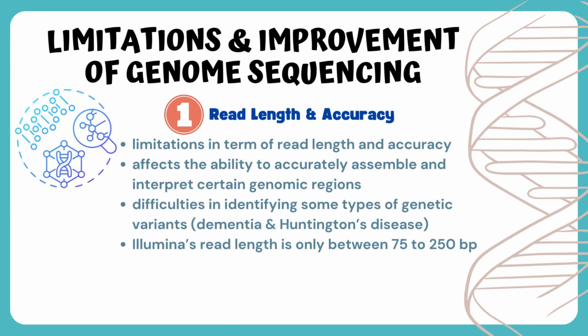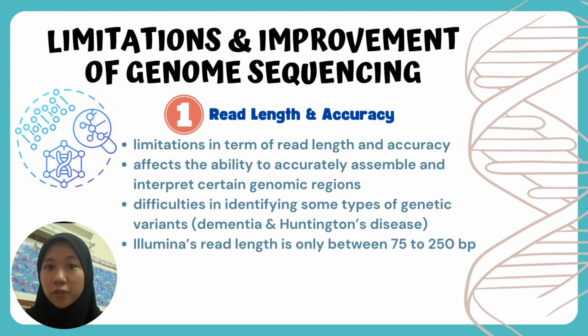One of the limitations of genomic sequencing is its read length and accuracy. Some genomic sequencers have limitations in terms of read length and accuracy. This limitation affects the ability of genomic sequencing to assemble and interpret certain genomic regions accurately, hence causing difficulties in identifying some types of genetic variants such as those in dementia and Huntington's disease. As an example, a well-known second-generation genome sequencer, Illumina, only has a read length between 75 to 250 base pairs.